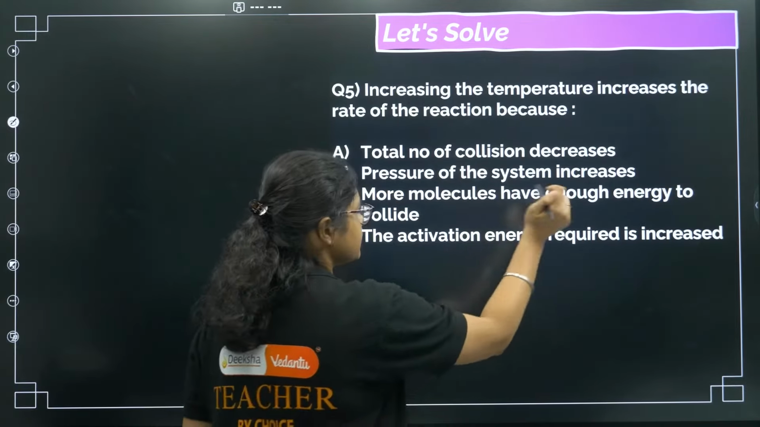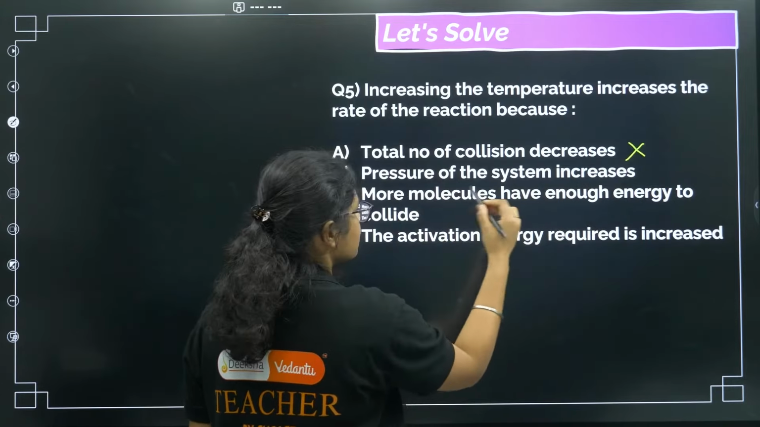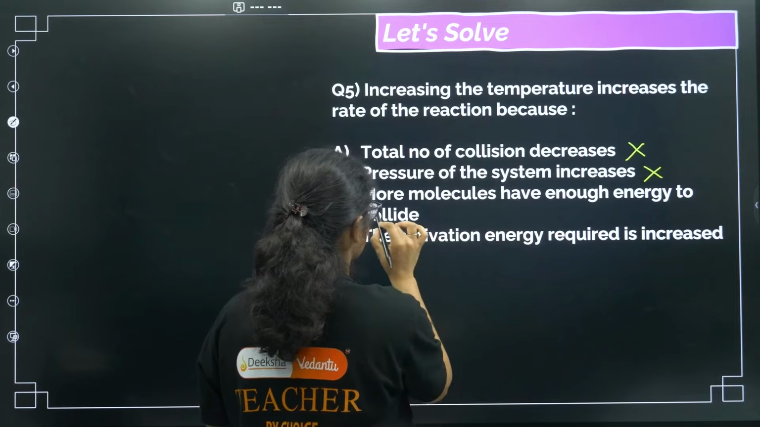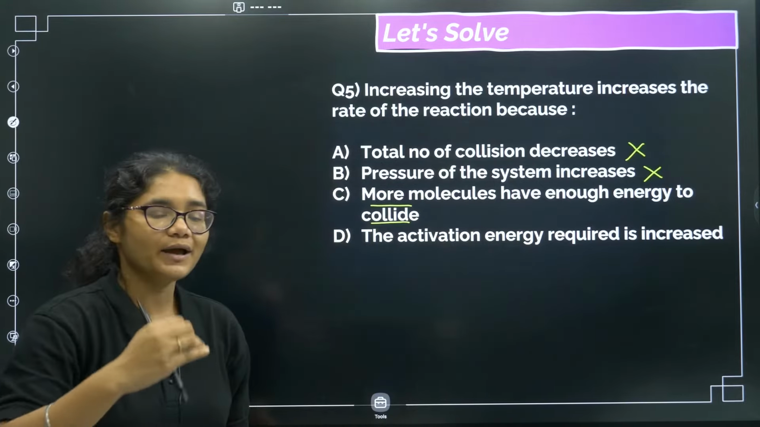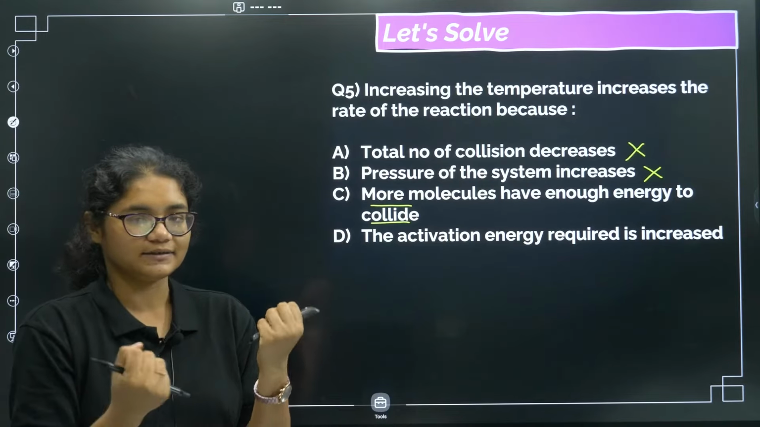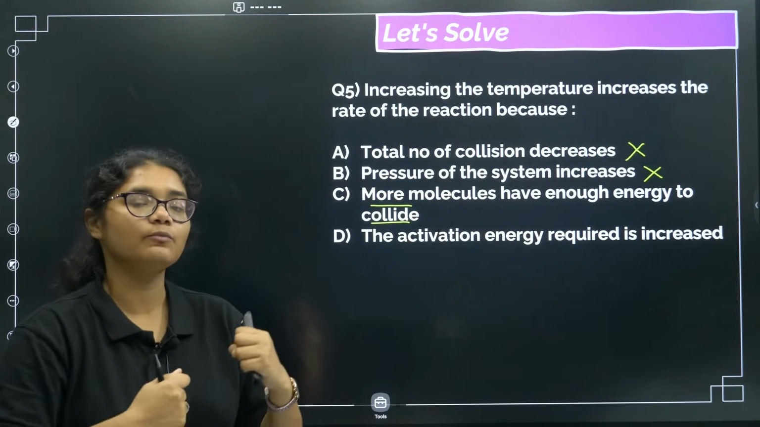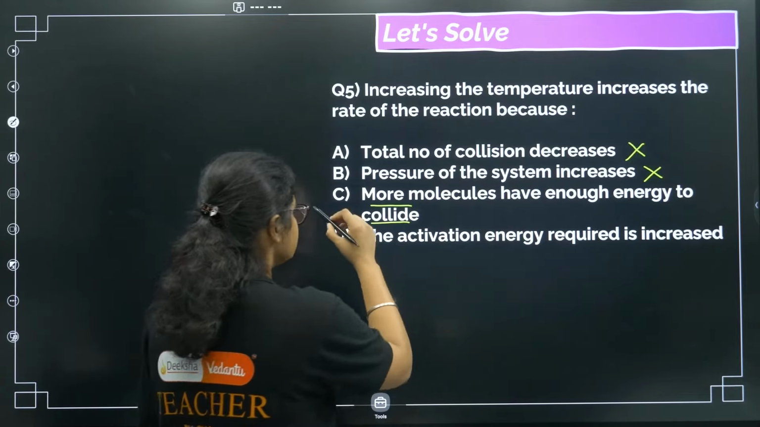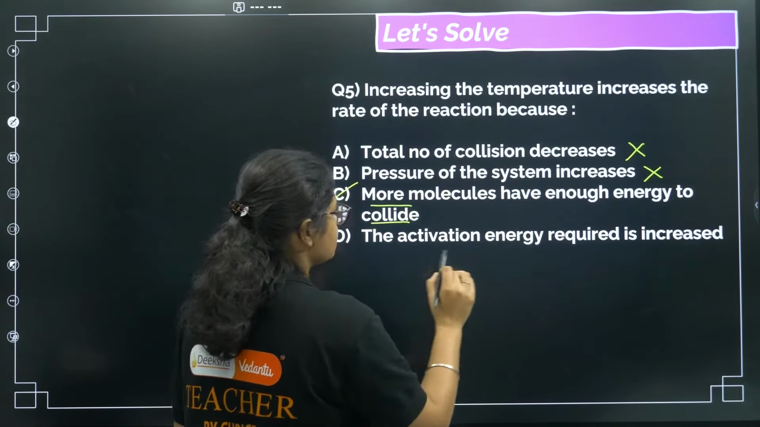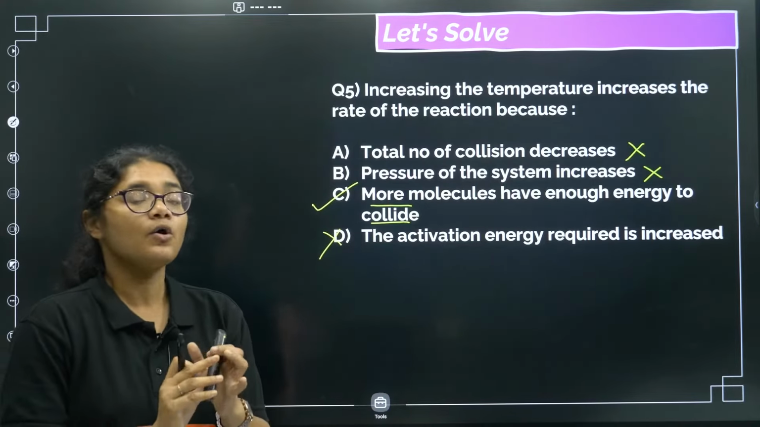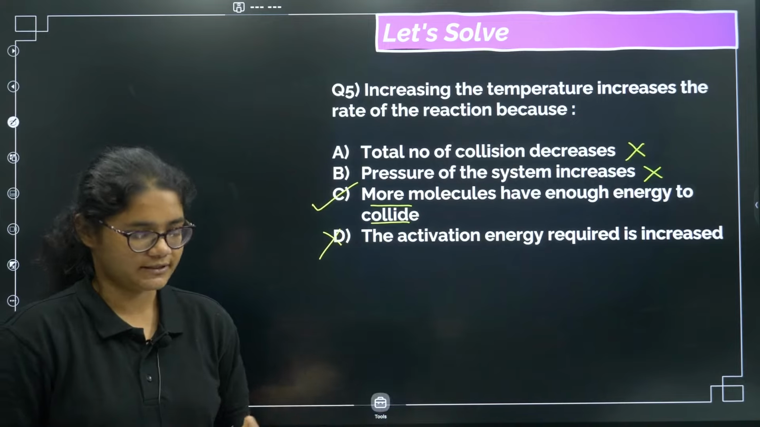Total number of collisions decreases, this is wrong. Pressure of the system, there is no relation here. More molecules have enough energy to collide. So just now I explained to you, when the temperature increases, the reactants get more energy to get converted into products. So that is why this is the correct statement. The activation energy, this is also not the correct answer. Again, this statement will be more clear when we discuss the effect of temperature in detail.